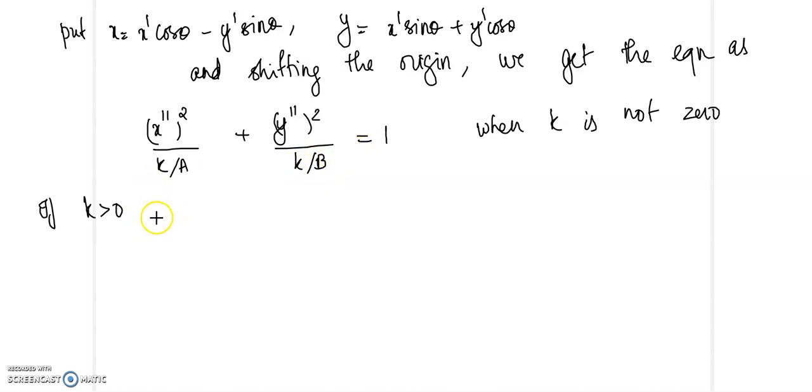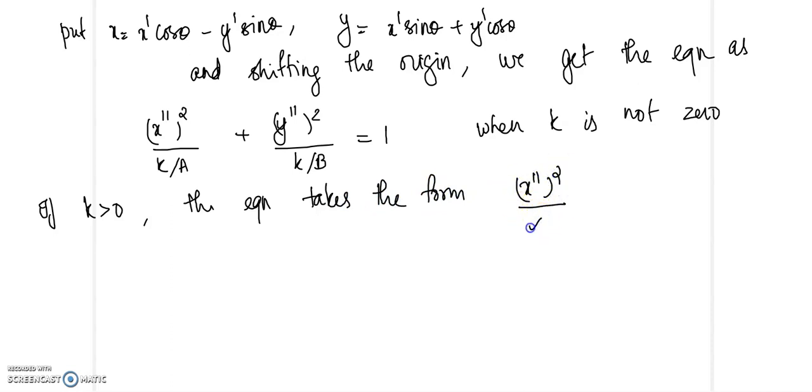So if k is greater than 0, the equation will take the form x double dash whole square by some alpha square. Positive, so you can represent it as alpha square for some alpha. Then this is negative, so here a minus will come, minus y dash square by beta square equal to 1. So this is the equation when k is greater than 0. So it is the equation of hyperbola.